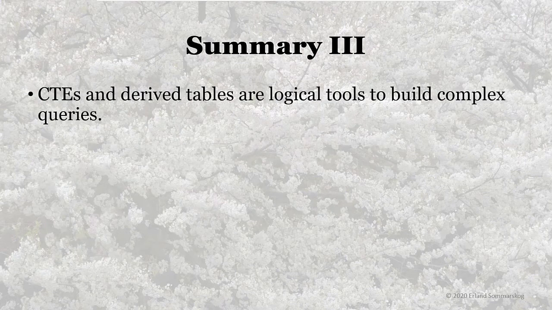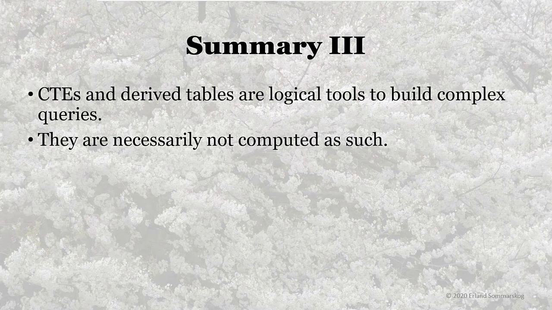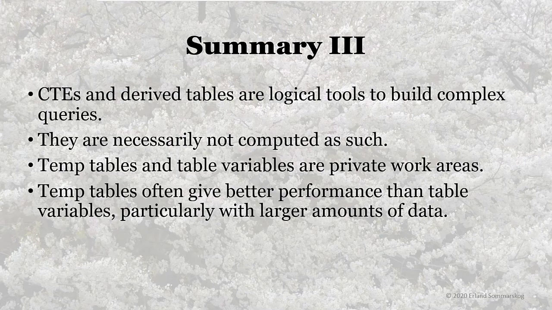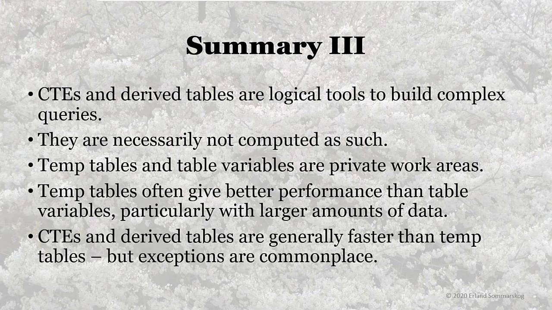And CTEs and derived tables are logical tools to build complex queries, and they're not necessarily computed as such. They are logical things. Whereas temp tables and table variables are private work areas, and when you stick results in them, they are actually stored physically. And temp tables often perform better than table variables, particularly if you have large amounts of data. And CTEs and derived tables are generally faster than temp tables, but the exceptions are commonplace.